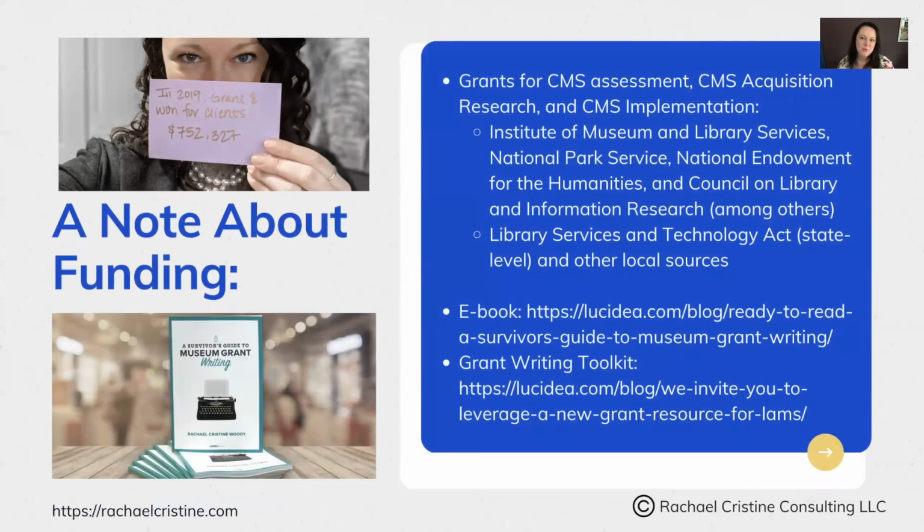A quick note about funding, because as we have extensively covered thus far, open source does not necessarily mean free, and there are grant options out there to consider when getting any sort of collections management system, even if it is open source. So for that, check out the Institute of Museum and Library Services, IMLS. The National Park Service also has some great technology grants. The National Endowment for the Humanities, and the Council on Library and Information Resources, or CLIR, among others. There are several others to check out.